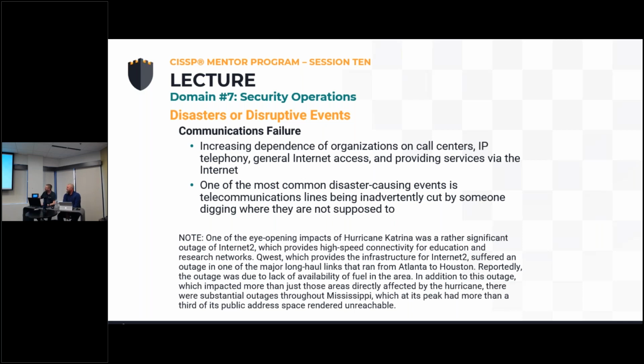All right. There's a story about one of the impacts on communication out of Katrina. So, major issue with Quest, and it dropped. It was a nightmare across the board.